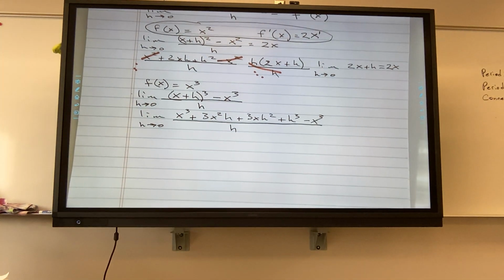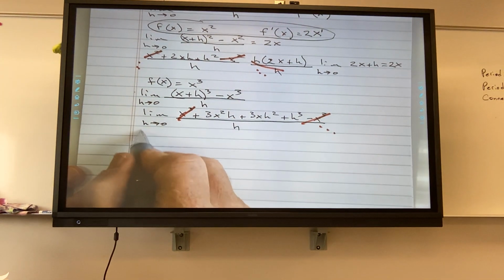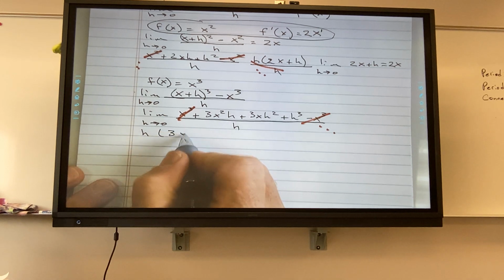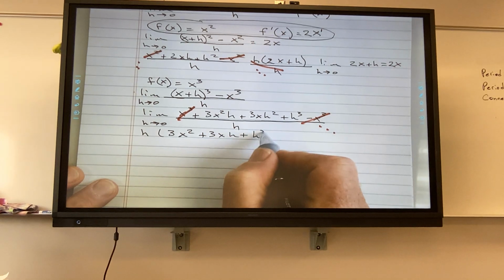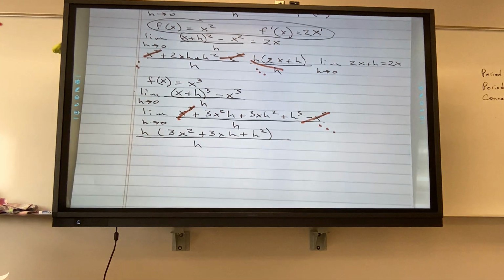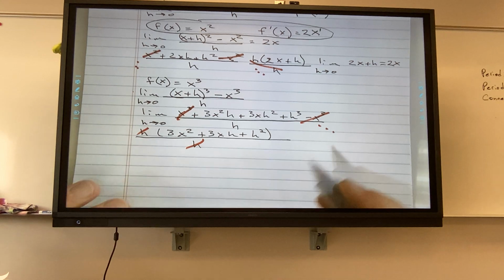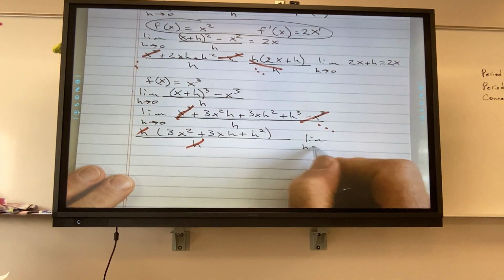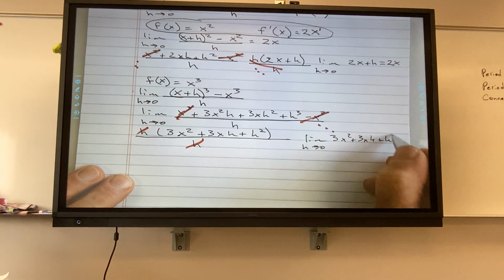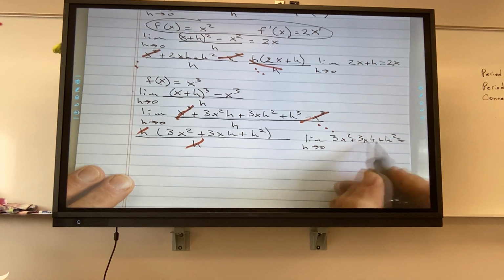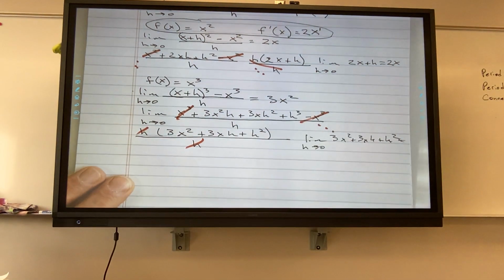And of course, I can factor out an h, and I get 3x squared plus 3xh plus h squared all over h. And then I'm going to take the limit as h goes to 0 of 3x squared plus 3xh plus h squared. This is going to be 0, this is going to be 0, and I'm going to be left with 3x squared.